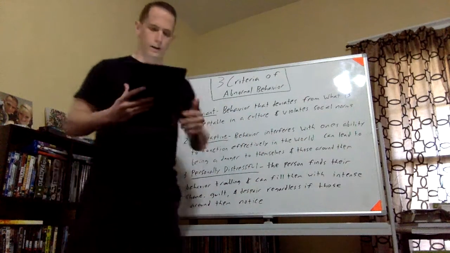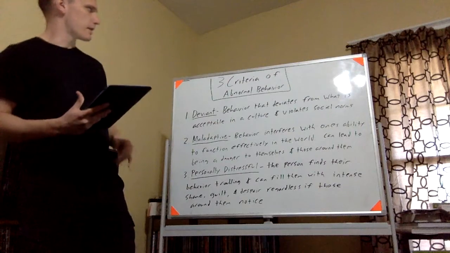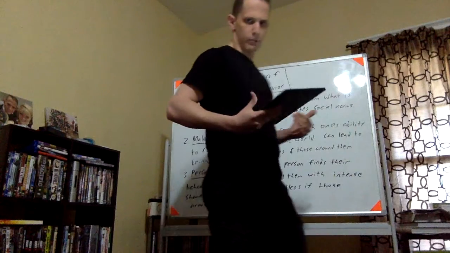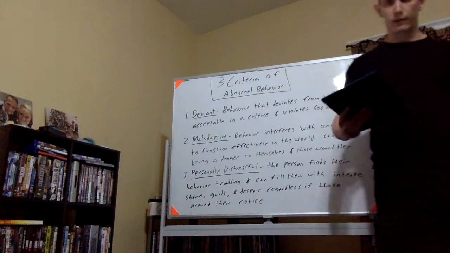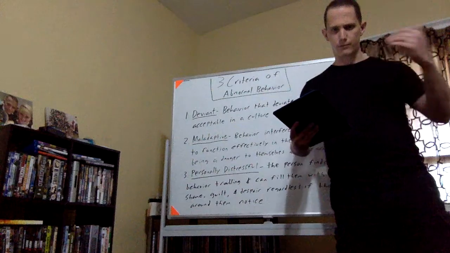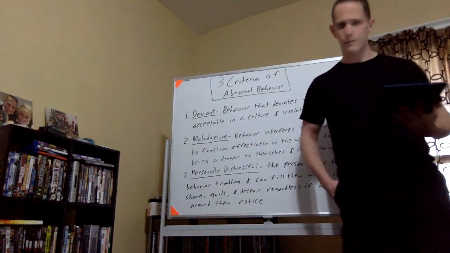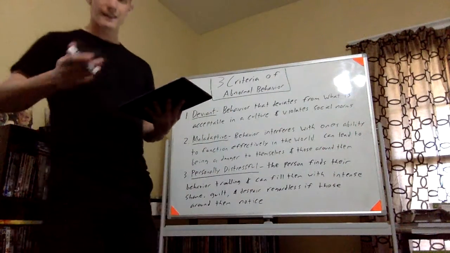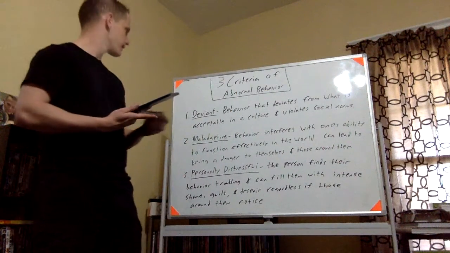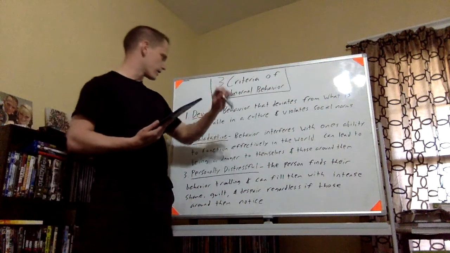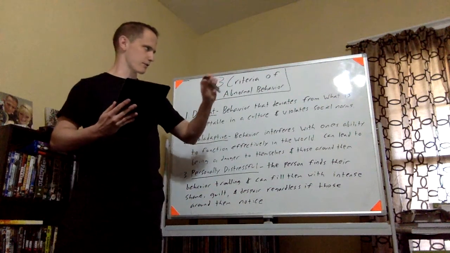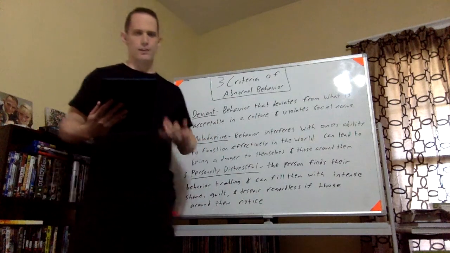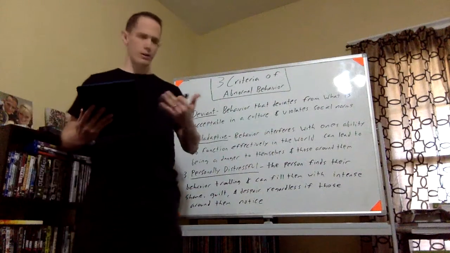So first off, top of the page, the 3 criteria of abnormal behavior. Like I said, this could be something very simple or something very complex and something with a lot bigger consequences. So, abnormal behavior, first one is it has to be deviant behavior. It has to be some kind of deviance. So, behavior that deviates from what is acceptable in a culture and violates social norms. So if it's abnormal behavior, it has to be deviant behavior. It has to go against whatever established social norms there are.